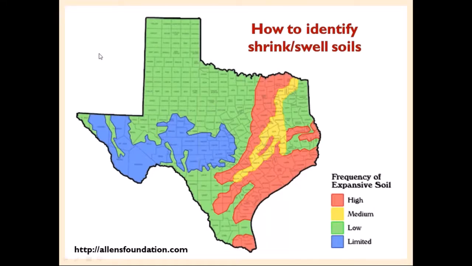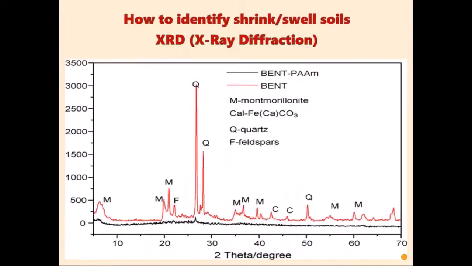Maps on a statewide scale or county-wide scale may exist. Here's an example of Texas, where basically everything's color-coded. Blue is low potential for shrink swell, and red is a high potential or frequency for shrink swell soil. So this would help identify if you're building in an area that has this in the soil.